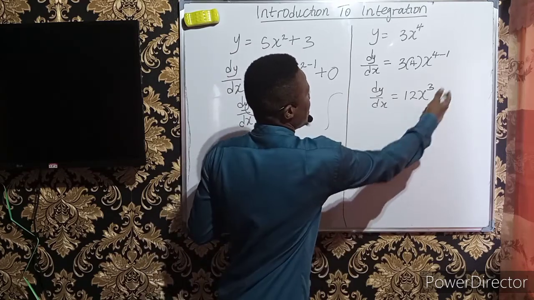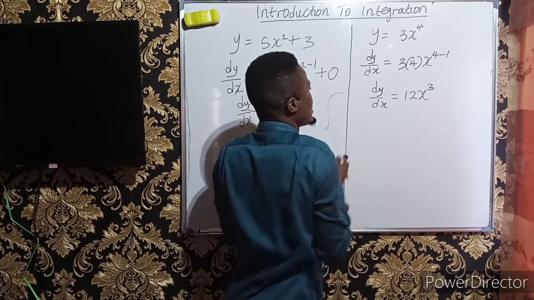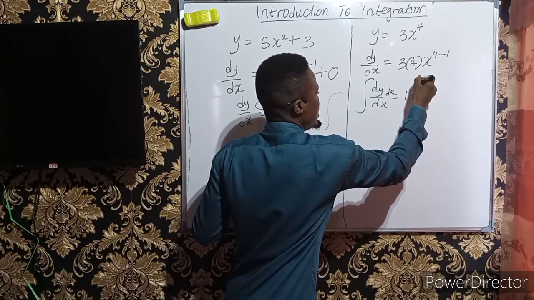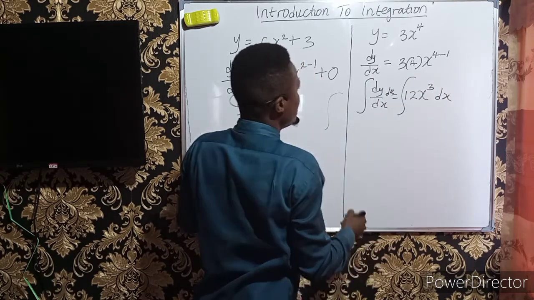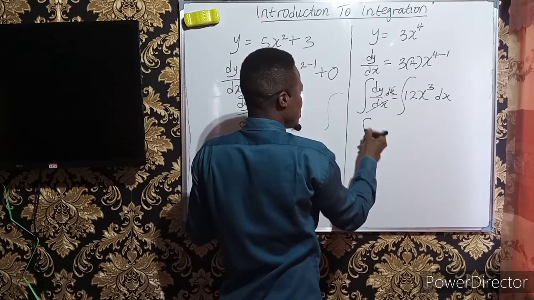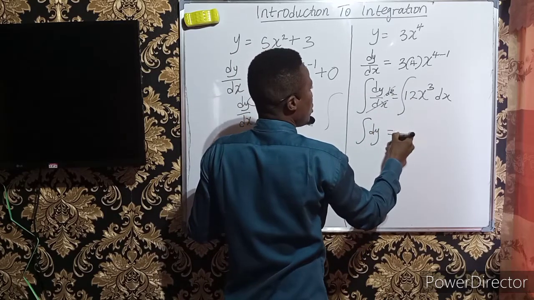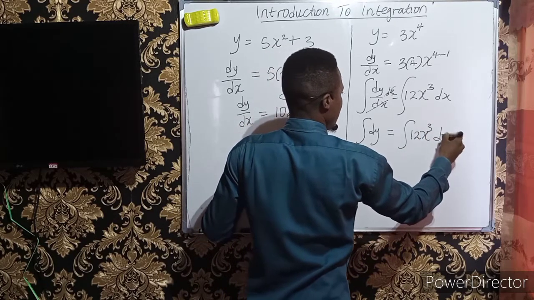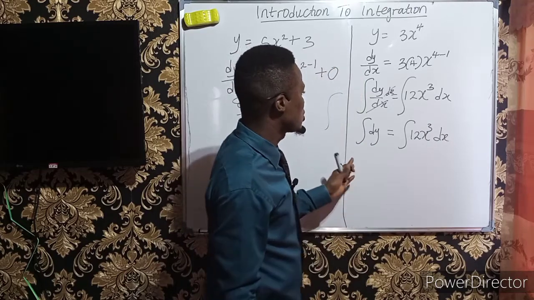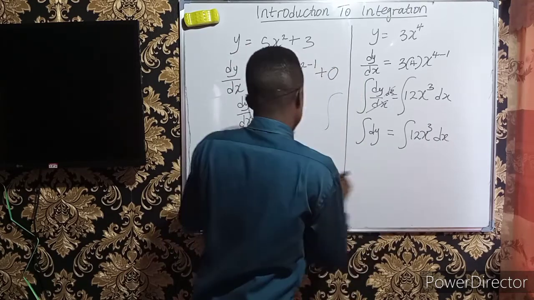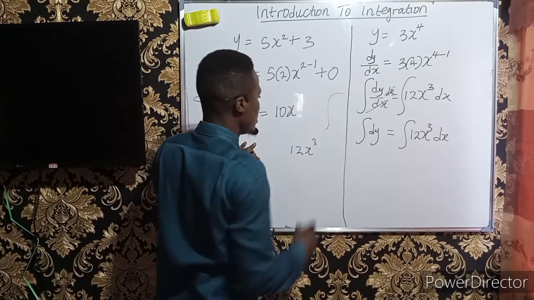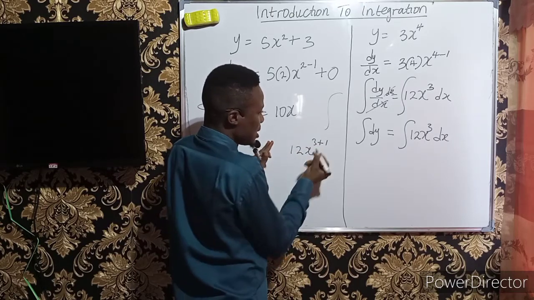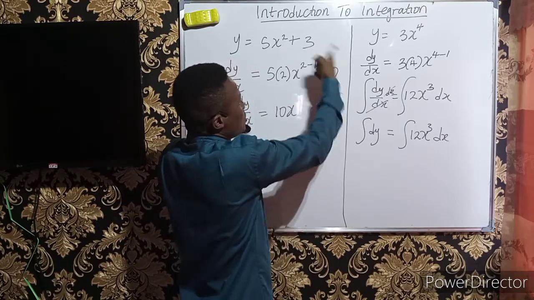So now, if I want to get back this particular function with respect to x, I have to integrate with respect to x both sides. So that the dx will cancel the dx, I'll have just integral dy equals integral of 12x power of 3 dx. Now, the formula will tell you that if you have something like 12x power of 3 here, if I want to integrate it, add 1 to the power, because in differentiation we subtracted 1.